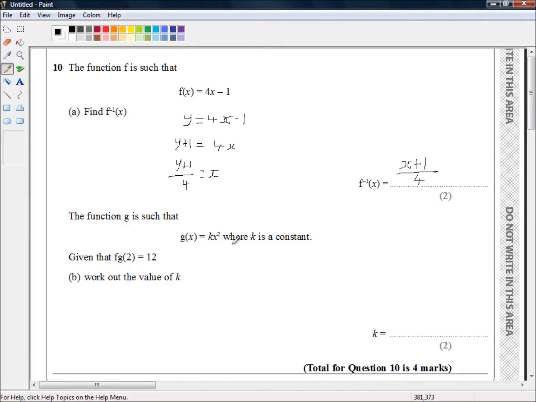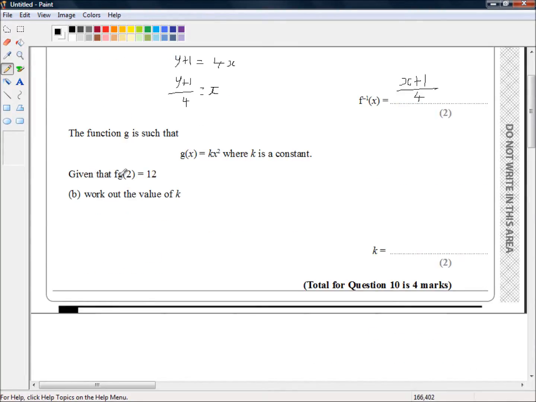So the function g is such that g of x is equal to kx squared, where k is a constant. Okay, let me just see if I can digest that for a second. G of x is equal to kx squared, where k is a constant. Okay, given that fg of 2 is 12, work out the value of k.